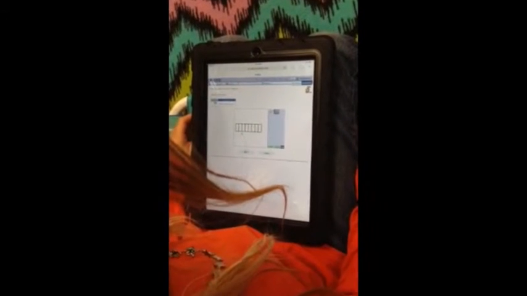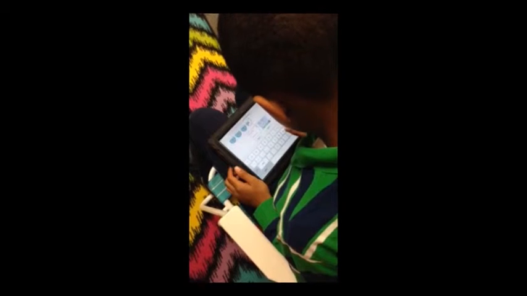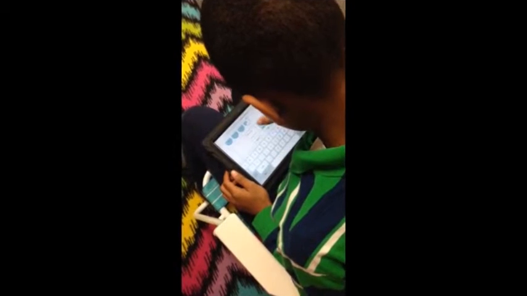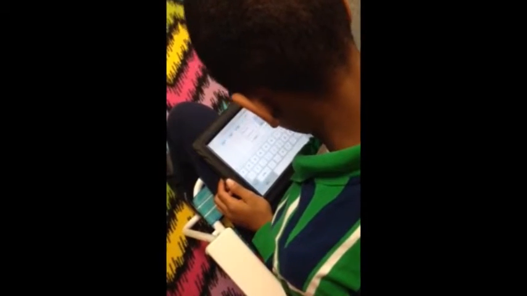During math RIT time, one of our groups works on Alex Math, which is an individualized, differentiated math program which can be accessed on any type of device. In our class, we use Alex on the iPads and on the desktop computers.